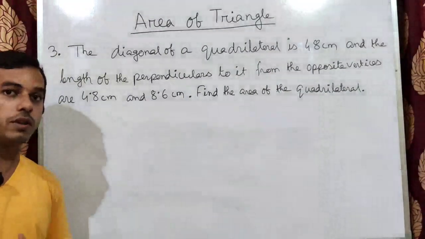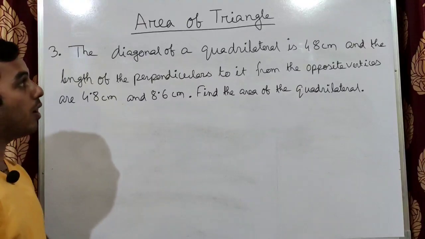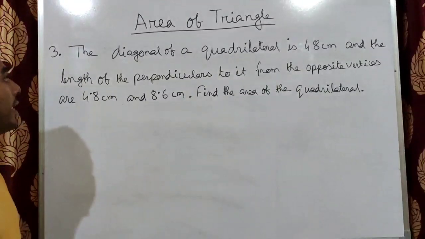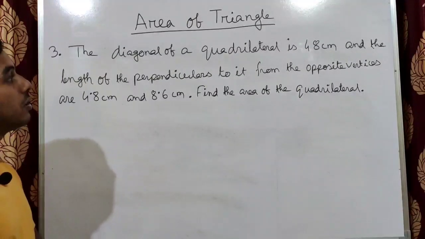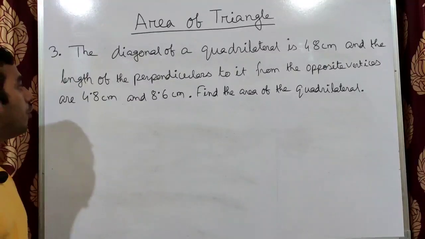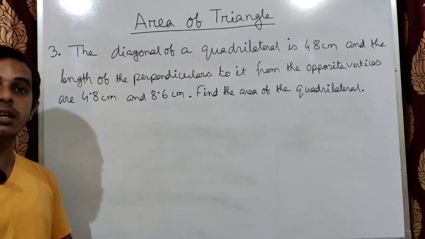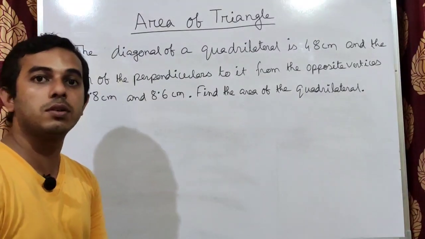So we are here with our next example. The question is: the diagonal of a quadrilateral is 48 centimeter and the lengths of the perpendiculars to it from the opposite vertices are 4.8 centimeter and 8.6 centimeter. Find the area of the quadrilateral. Quadrilateral means a four-sided closed figure.